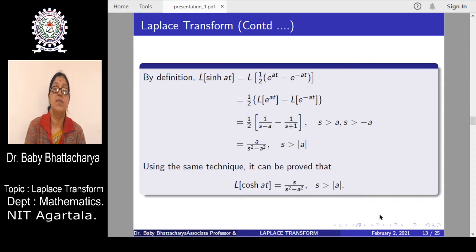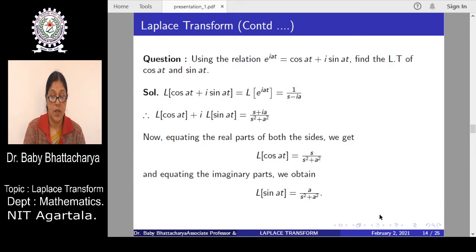Now, using the same technique, we can find the Laplace transformation of the hyperbolic function in the form of cos hyperbolic at, and that will be: Laplace transformation of cos hyperbolic at is equal to s upon s square minus a square for all s strictly greater than mod a. So this is the result. These are the results for hyperbolic functions, the Laplace transformation of both cos hyperbolic function as well as sine hyperbolic function.